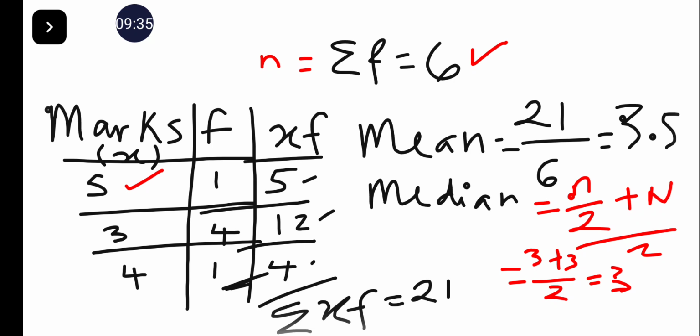Then the mode is still the same, the one with the highest frequency. The highest frequency here is 4, so the mode is 3. The mode here is 3.